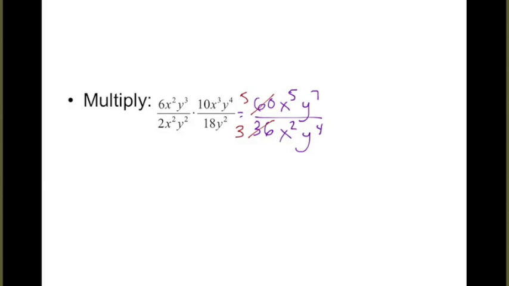If you didn't notice that 12 goes into them and you pick something smaller like 6, that's fine, and then you'll just reduce some more. For the x's, I can cancel out 2 of those and it'll leave 3 left over on top. And for the y's, I can cancel them and leave 3 left over on top. So I'm left with a 5 and a 3, an x cubed and a y cubed both on top.